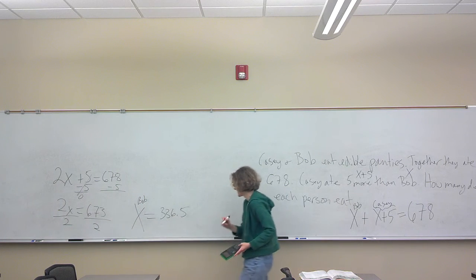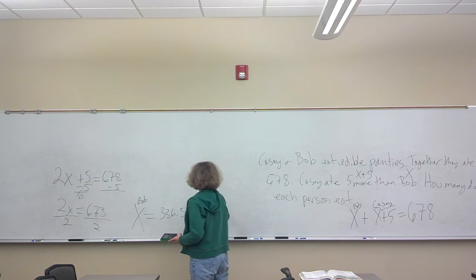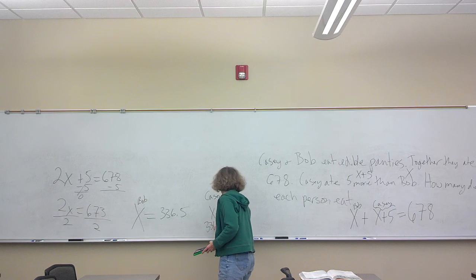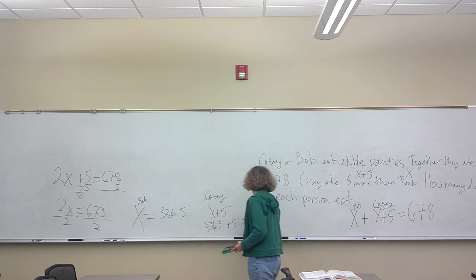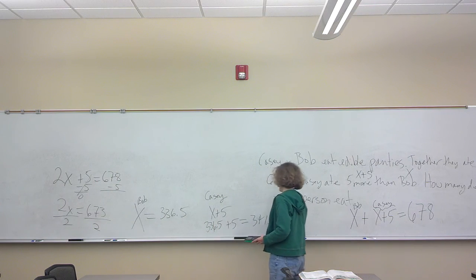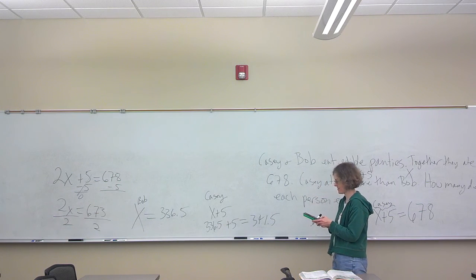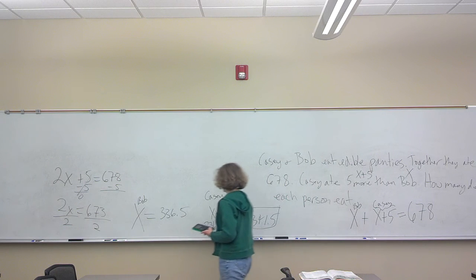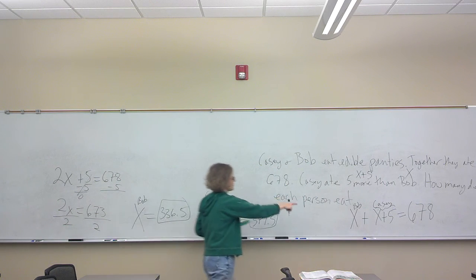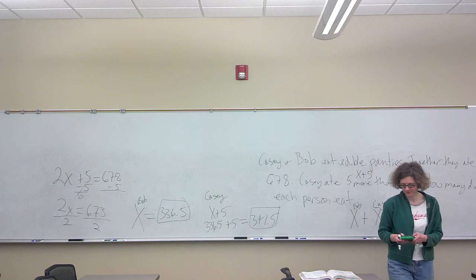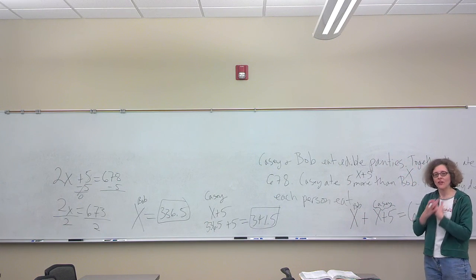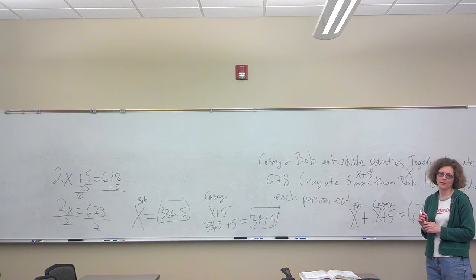So that means Casey ate x plus 5, or 336.5 plus 5 is 341.5. Yes. If you add the number for both people, you should end up with the total number of 678. And that's how you do these problems. So that's all you absolutely need to know about pre-algebra.